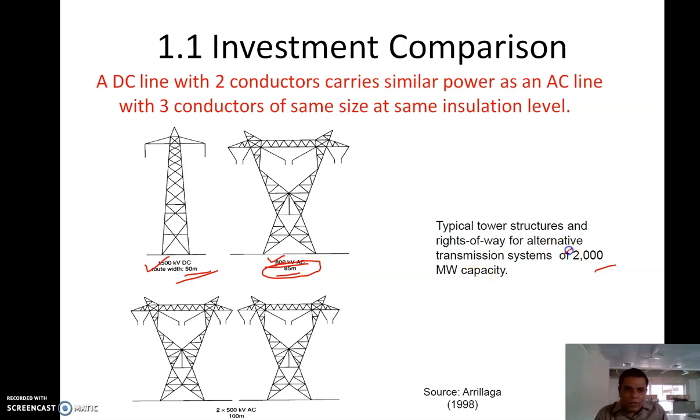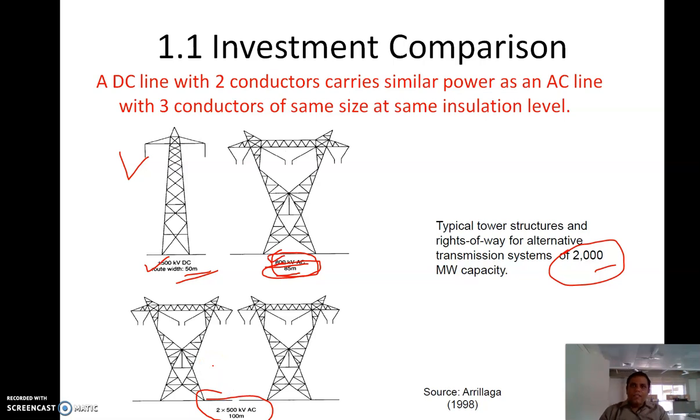So you can transmit 2000 megawatt of power in these three options. Either you can use a plus minus 500 kV DC line, or you can use an 800 kV AC line, or you can use two lines of 500 kV AC each. That will require 100 meter of distance.